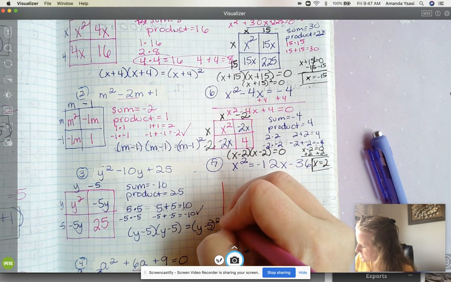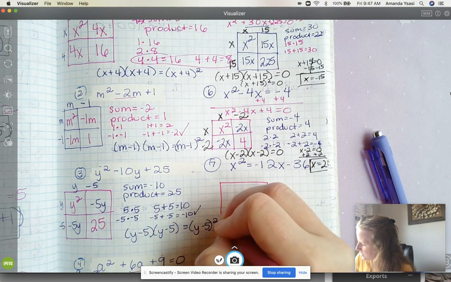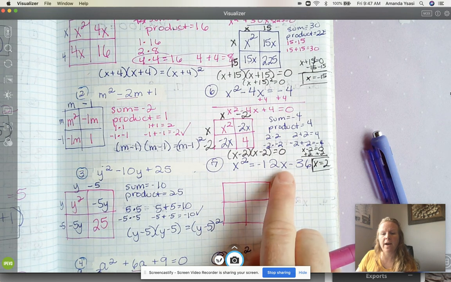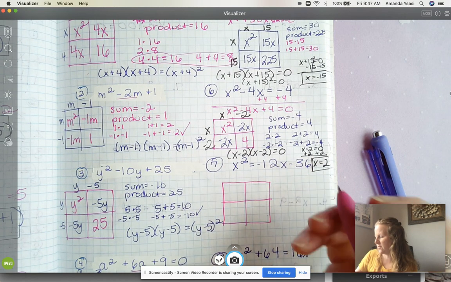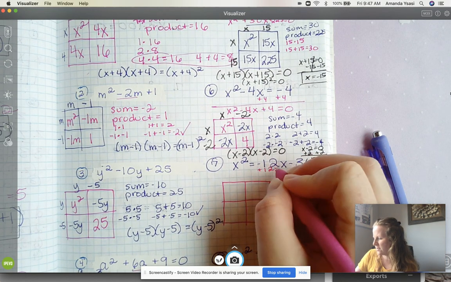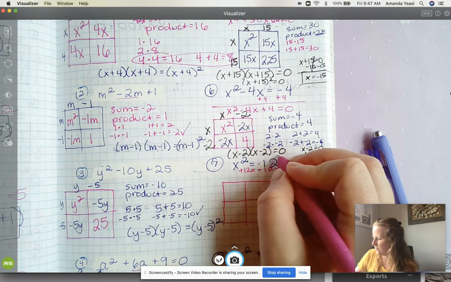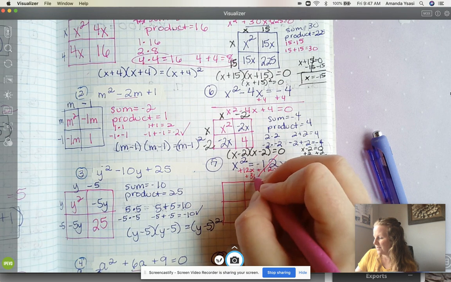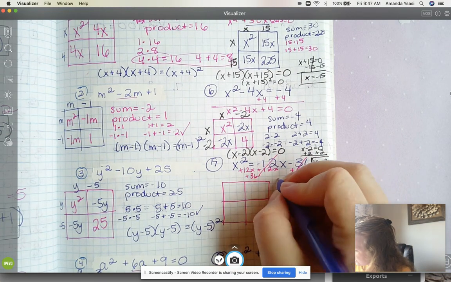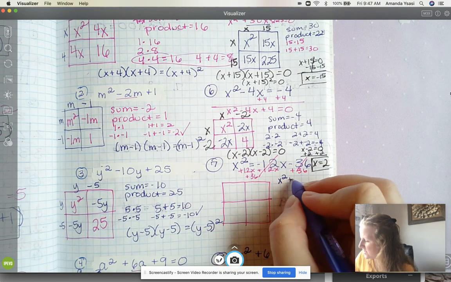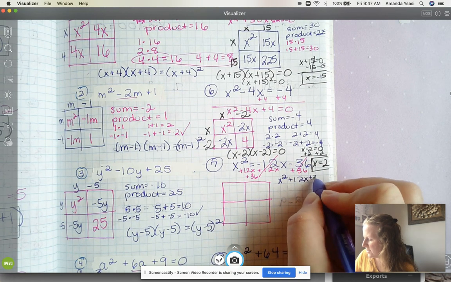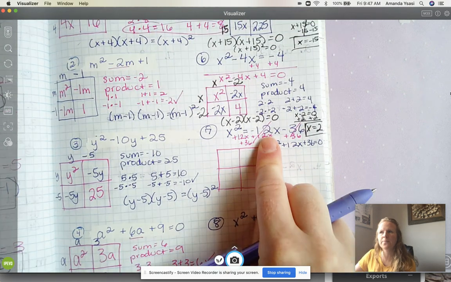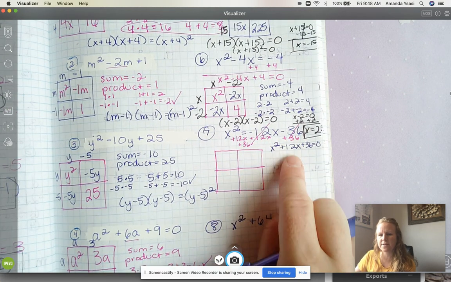Almost done. Let's do this next one. Here we have the negative 12x and minus 36 over here. So I'm going to have to do plus 12x. And I'm going to have to do plus 36. So my new equation is x squared plus 12x plus 36 equals 0. Because I had to move this negative 12x over, and I had to move this negative 36 over.